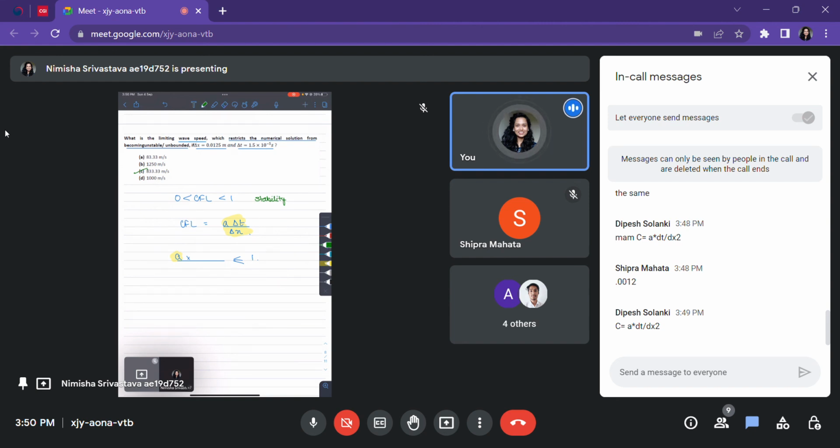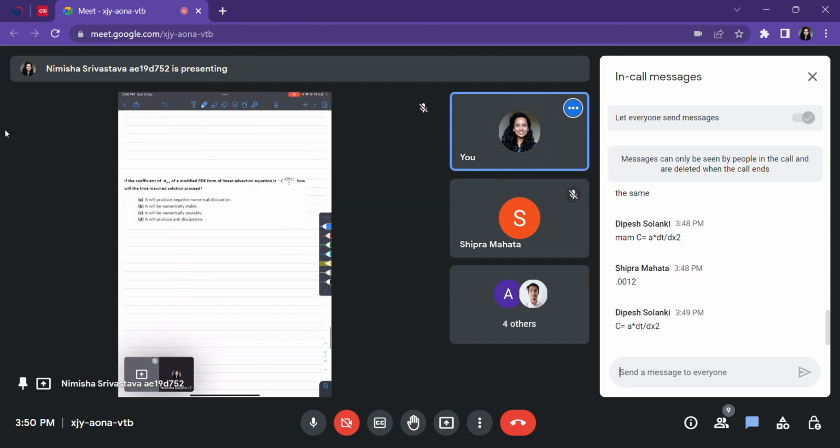Hopefully now, after the correct definition, we have the correct answer, which is 833.33 meters per second. If we have a speed of sound or speed of wave propagation above this, then we are not going to get the right answer. Our solution is going to be unstable, and the CFL will not be within 0 to 1. I'm sorry for that.